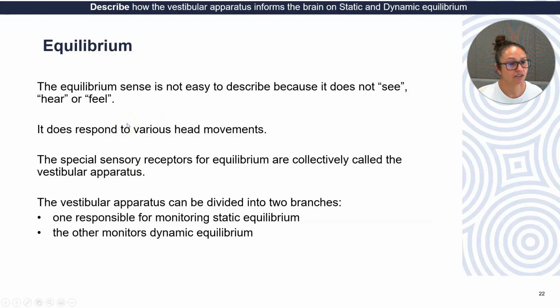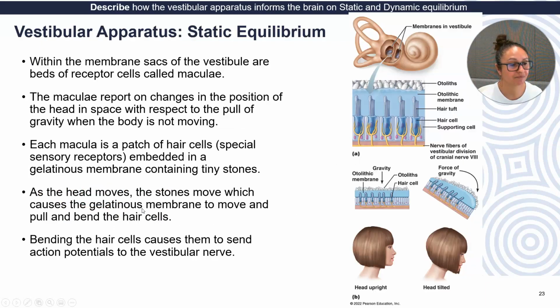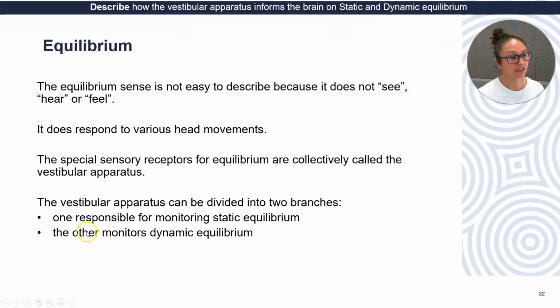Here we go. So we are now looking at our sense of equilibrium. Our sense of equilibrium is monitored by, or related to, something called the vestibular apparatus. All right, so let's have a look at it. There are two different kinds of equilibrium, and we're going to have a look at that in a minute. So there are two different types, and it's governed by the vestibular apparatus.